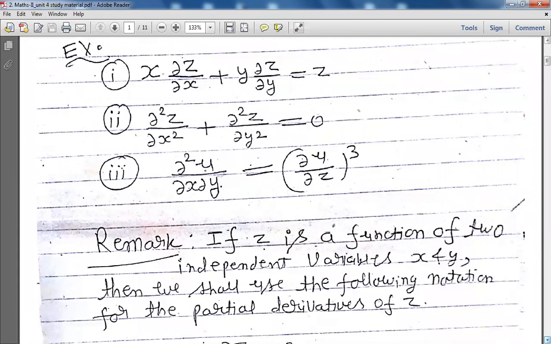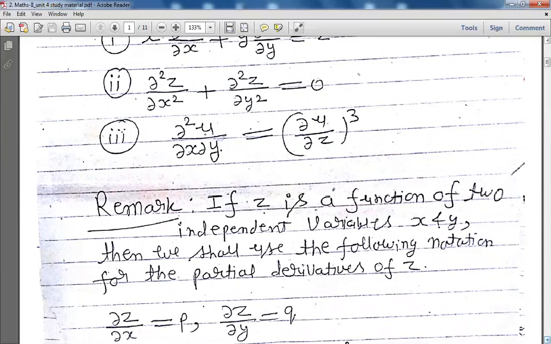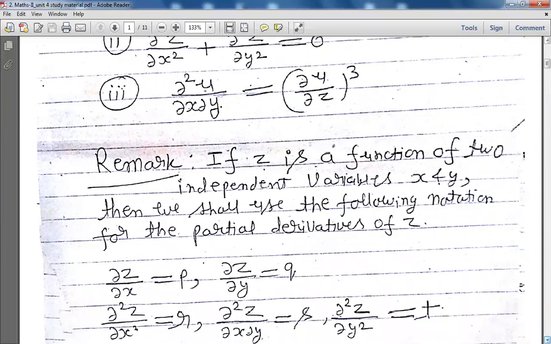In all these examples, the equations involve partial derivatives of z with respect to x and y respectively. So these examples represent partial differential equations. If z is a function of two independent variables x and y, then we use the following notation for the partial derivatives of z.